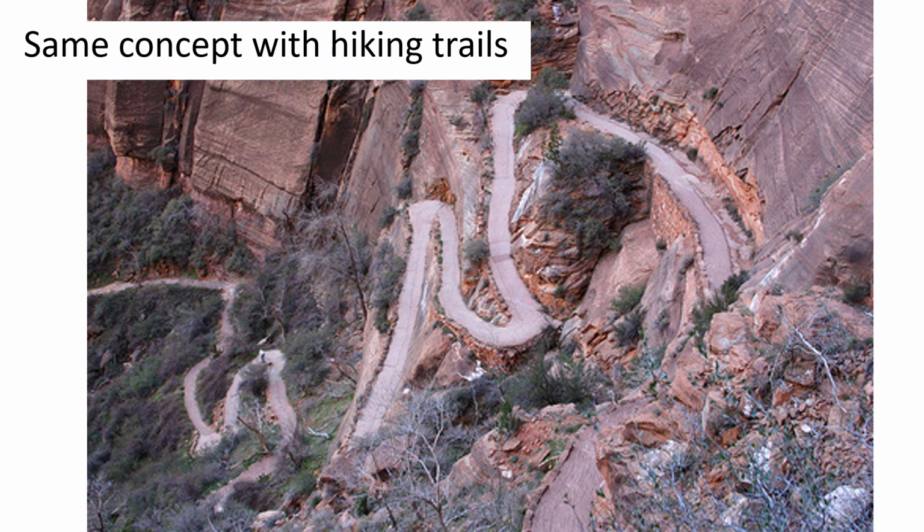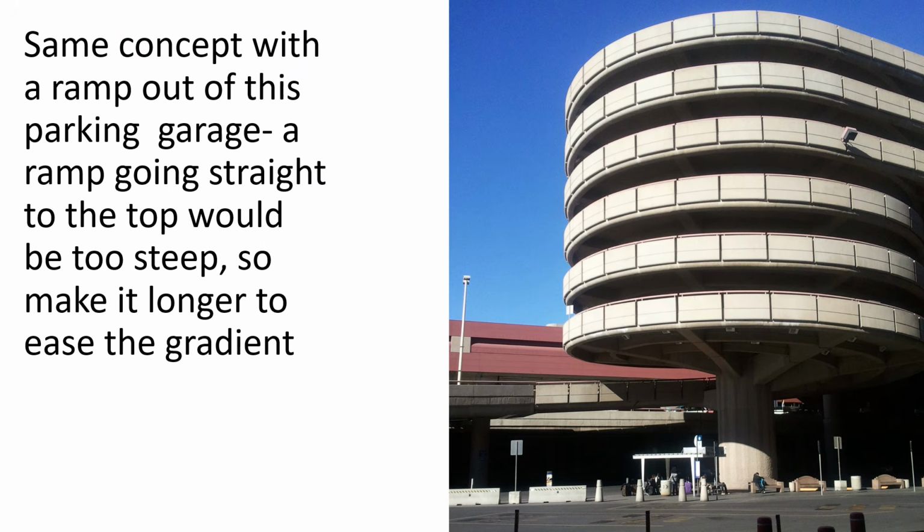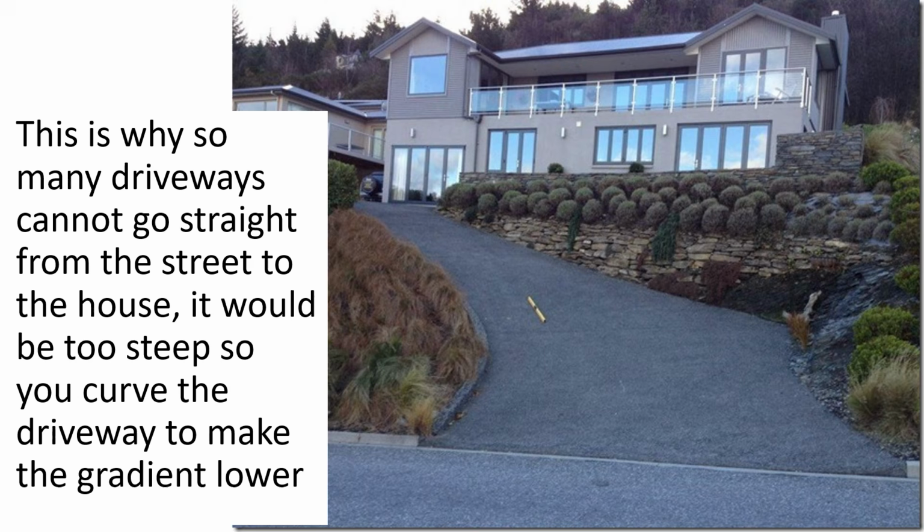Instead of trying to go straight up a cliff, you can go back and forth. It's still the same height, but by making it longer, you decrease the gradient, make it easier and safer to walk on. Same concept here with this ramp out of a parking garage. You needed to get cars up to the top. Well, you couldn't make a straight line ramp because it'd be too steep. So what you do is you make the ramp go back and forth. You still get to the same height, but now you've increased the length, so the gradient is going to be lower to a safer number.